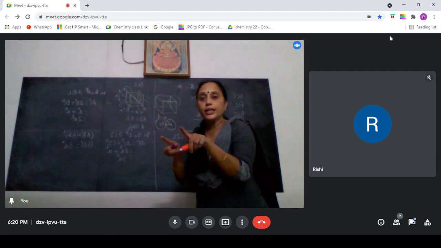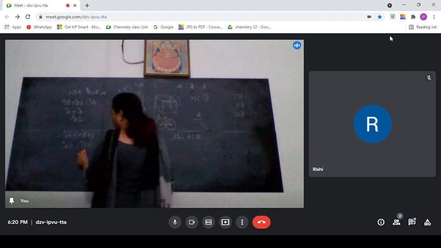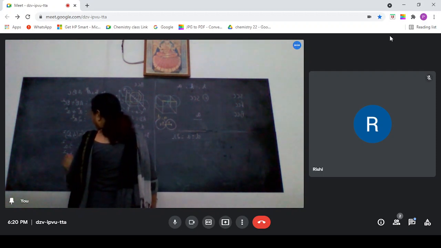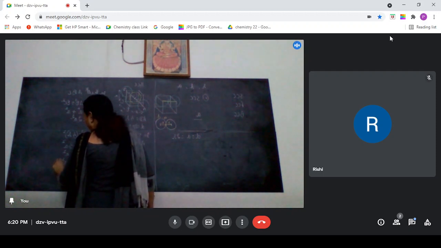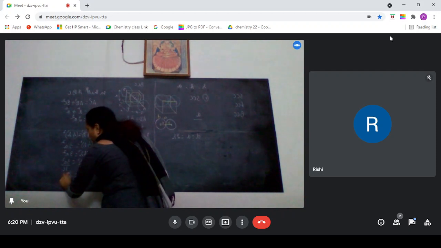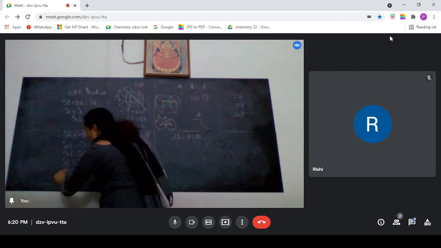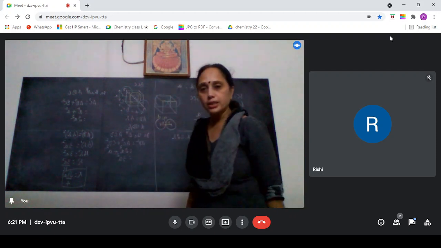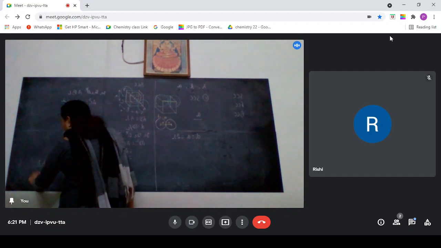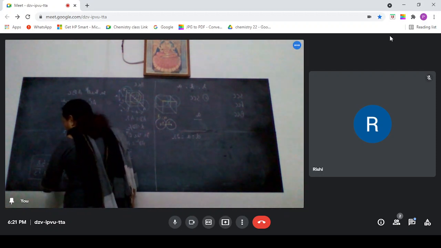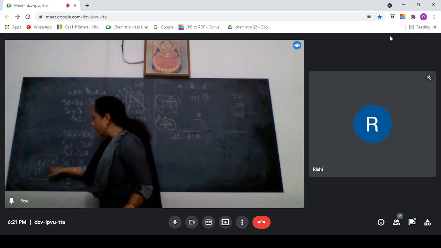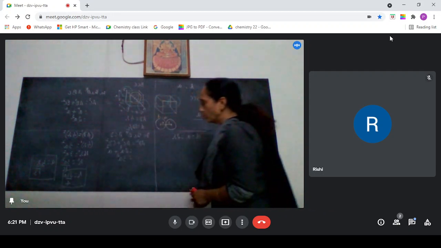I have to derive the relationship between A and R. So 16R square is equal to 3A square. R square is equal to 3A square by 16. If you take the square root, R is equal to root 3A by 4. This is what is important. R is equal to root 3A by 4, or A is equal to 4R by root 3. You have to remember this.